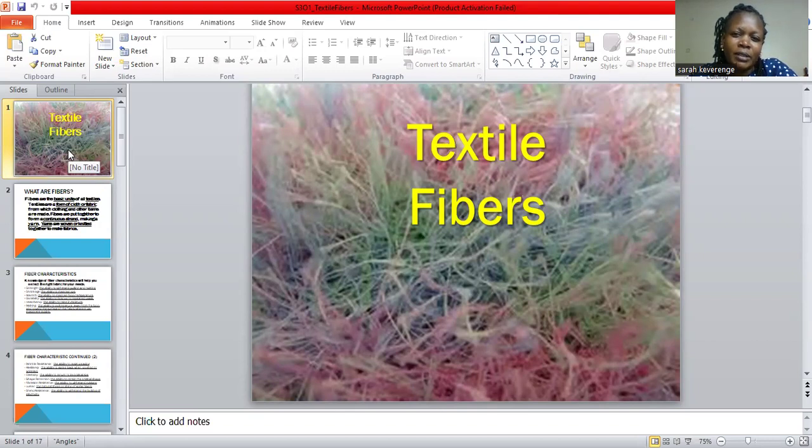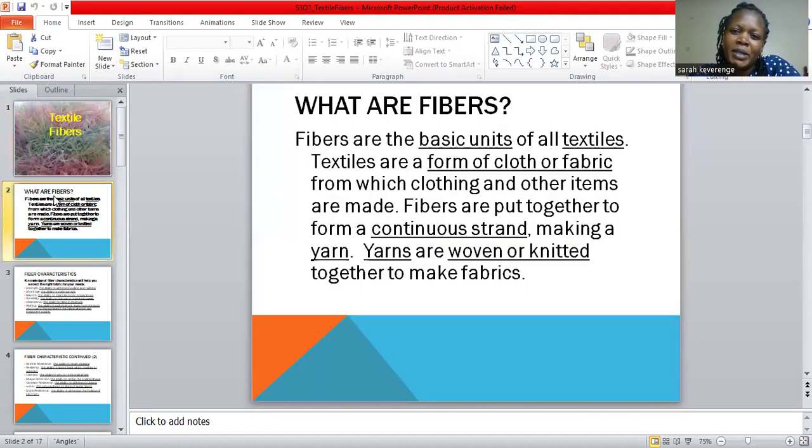Today the topic is textile fabric, what textile science is, and what fibers are. We start by defining what a fiber is. Fibers are the basic units of all textiles. Textiles are a form of cloth or fabric from which clothing and other items are made. Fibers are put together to form a continuous strand, making a yarn.